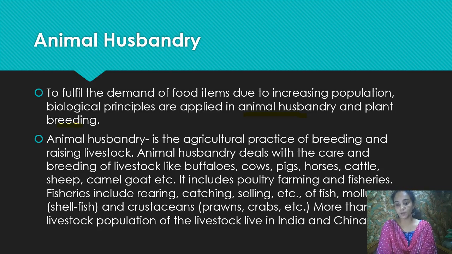Now, what do you mean by the word animal husbandry? This is the agricultural practice in which we are breeding and we are raising some of the livestock. Okay, now what are the main livestock that we are breeding in animal husbandry? Everyone knows, of course, there is the cattle that can include the buffaloes, then cows, then goats, then pigs, the horses, cattle, then sheep, camel.